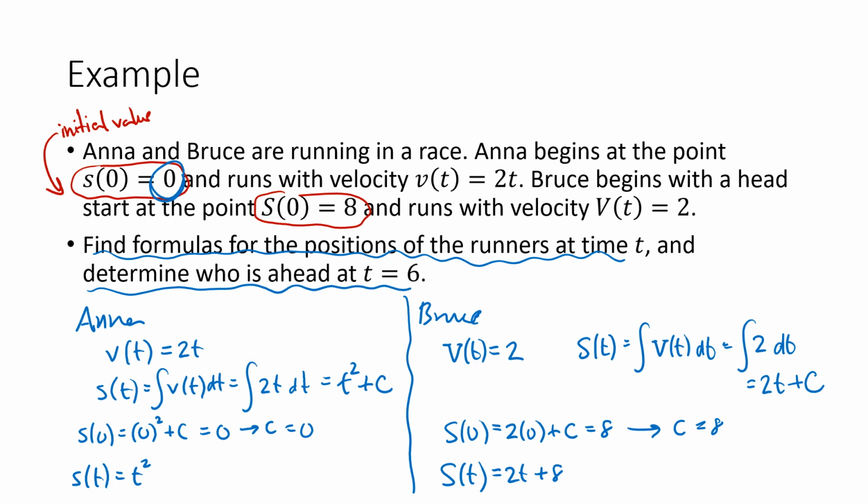The second part is to figure out who is ahead at t equals 6. So we're just going to plug in 6 and see which one gives us the higher position value. So s of 6, lowercase s of 6, is 6 squared. That's going to be 36. Capital S of 6 is going to be 2 times 6 plus 8. That's only going to be 20. So it looks like Anna is ahead after t equals 6 seconds.